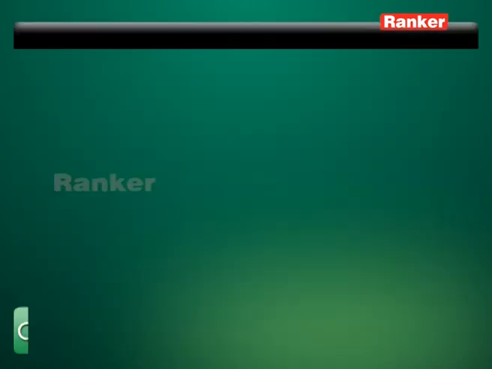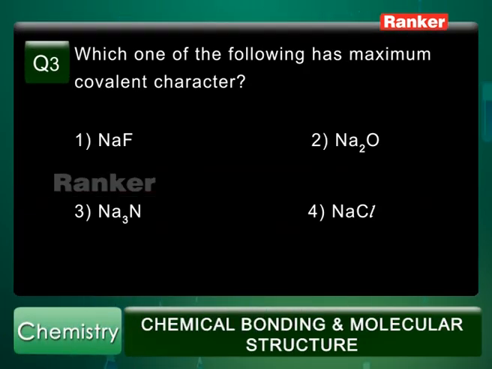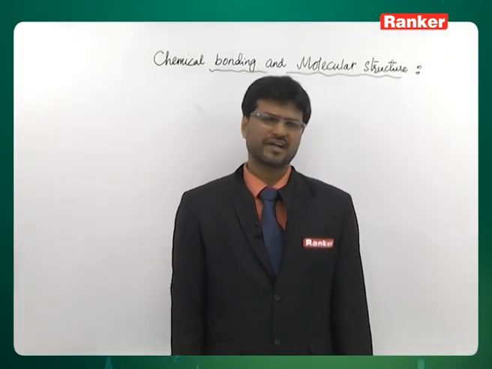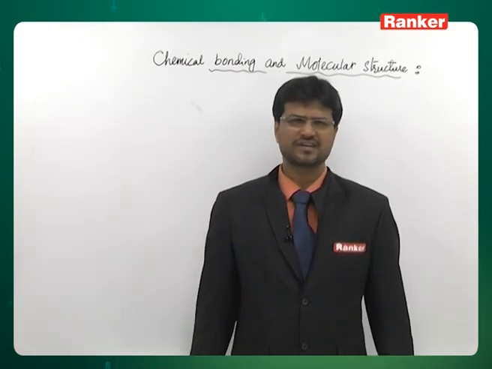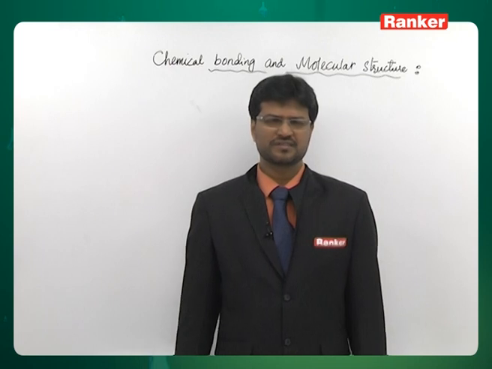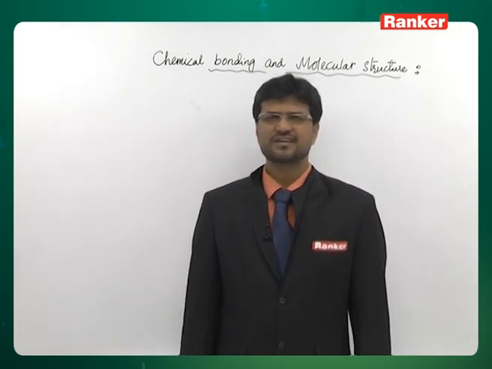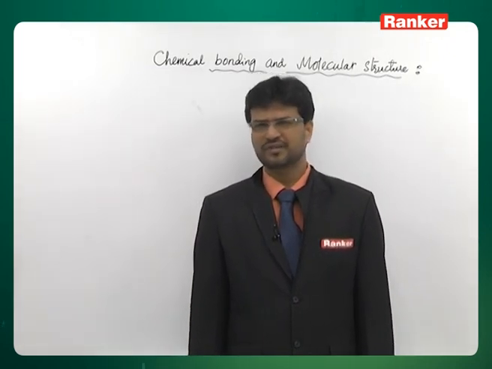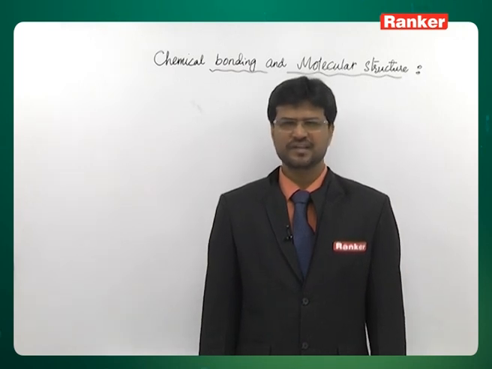Now, question number 3, which one of the following has maximum covalent character? Options are NaF, Na2O, Na3N and NaCl. See, which has maximum covalent character? We need to decide this on the basis of Fajan's rules. Fajan's rule says for more covalent nature, the charge should be high. So, the species which has highest charge is N3 minus. N3 minus, due to its high charge, its polarizability is more, therefore, it is having more covalent nature. So, the correct answer is third option, Na3N.